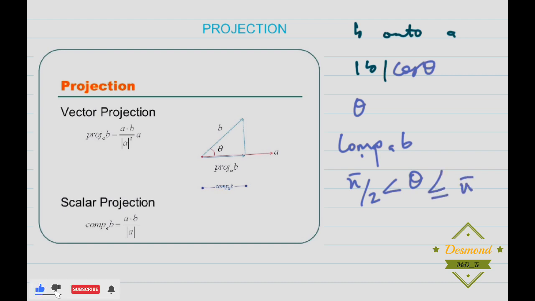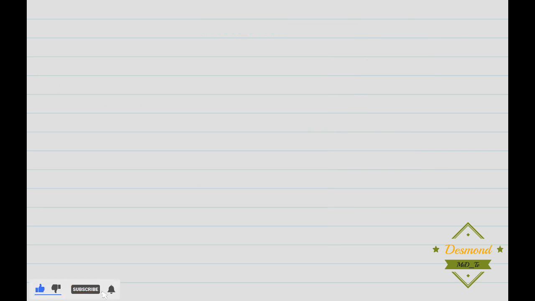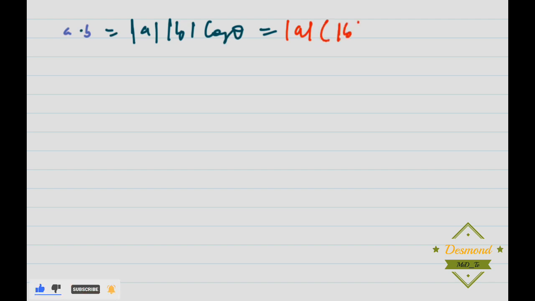The equation we get is that the dot product of A and B is equal to the modulus of A multiplying the modulus of B cos theta, which is also equal to the modulus of A multiplying, in brackets, the modulus of B cos theta. So this shows that the dot product of A and B can be interpreted as the length of A times the scalar projection of B onto A.